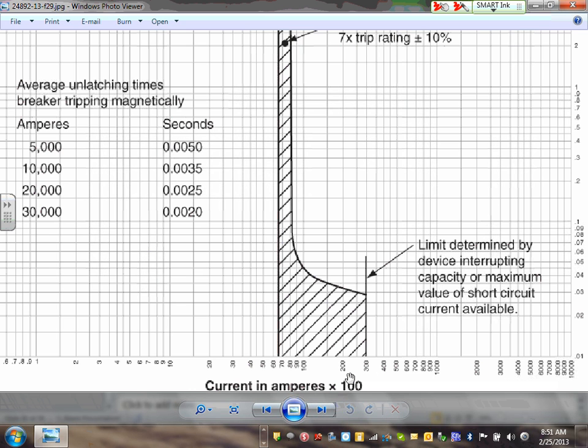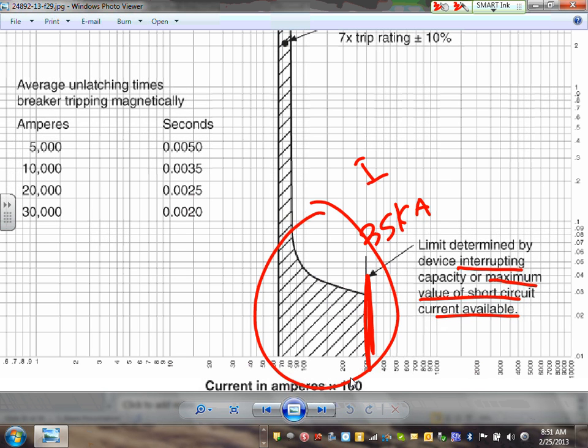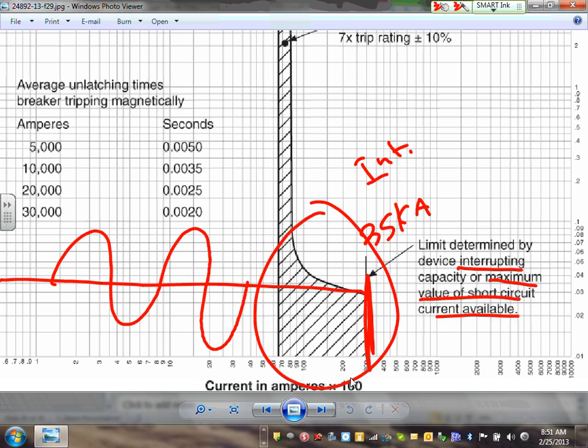So this limit is determined by the device interrupting rate, capacity, or the maximum available short circuit current. This here is the available short circuit current or the maximum interrupting capacity of your circuit breaker. So the limit is 35,000 amp. Cool. This is the instantaneous. This part is instantaneous. It means if you have a short circuit, the circuit breaker will trip within 1 cycle, 2 cycles, 3 cycles. Within 3 cycles, your circuit breaker is going to trip.